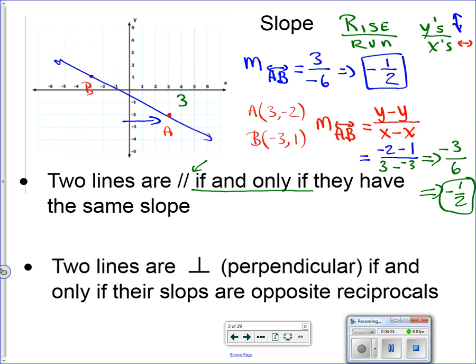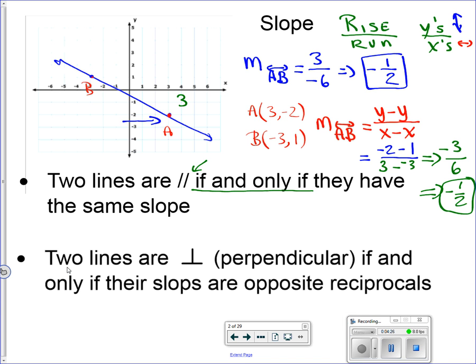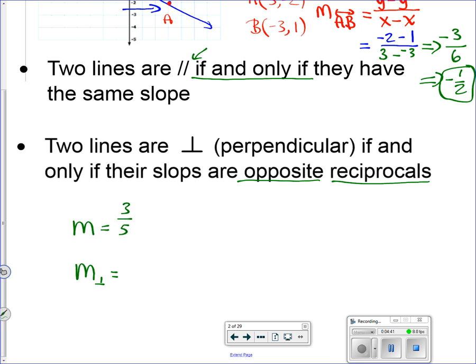Now, as a different idea, two lines are perpendicular if and only if their slopes are opposite reciprocals. Two words, two ideas. Let's briefly talk about what that is. Make sure you put this in your notes so that you can come back. Suppose I'm given a slope of 3/5, and I want to find a slope that's perpendicular to it. The opposite reciprocal means I'm going to look at the sign of the original slope. In this case, it's positive, and I'm going to make the other one negative. That's the opposite part. Change the sign.